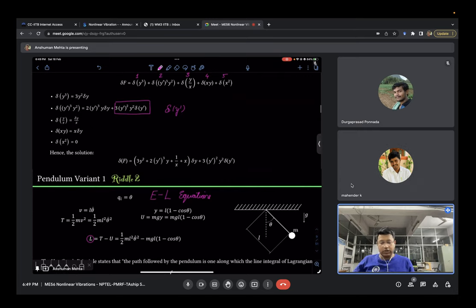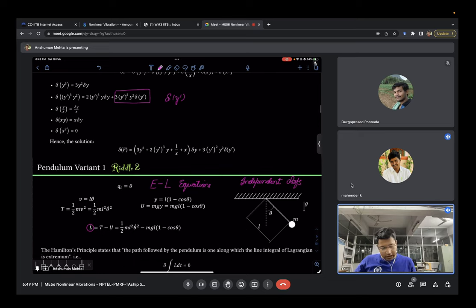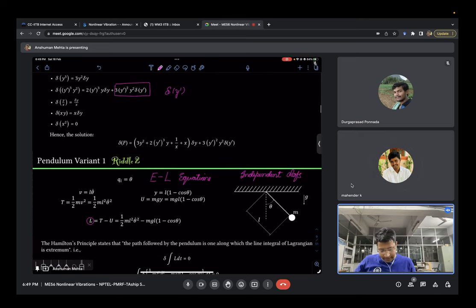So first of all, the step is to define the independent degrees of freedom. Okay, it is very important. We have to find the independent degrees of freedom. We know that degrees of freedom are always independent only, but we have to find those coordinates which are independent. If we cannot find those independent coordinates, we have to at least find the constraint equations. Okay, so that also we will be covering next.